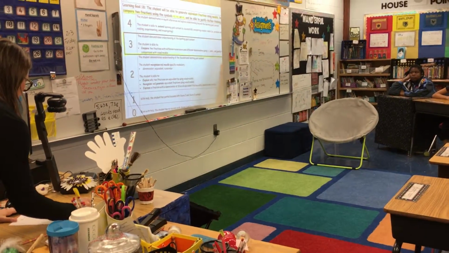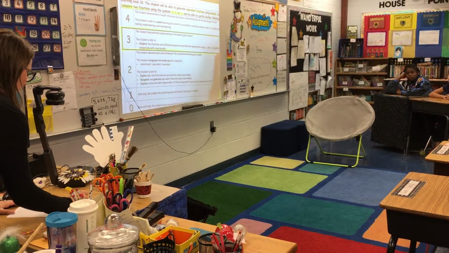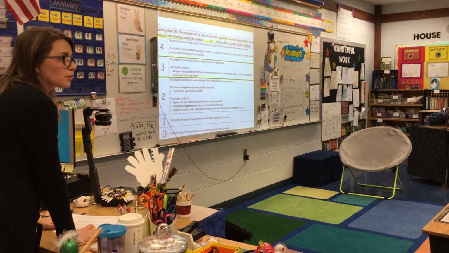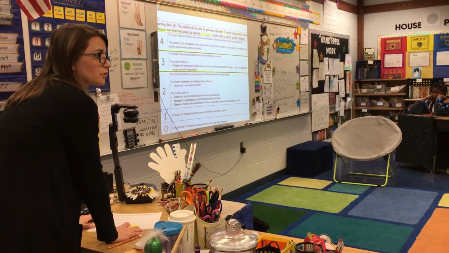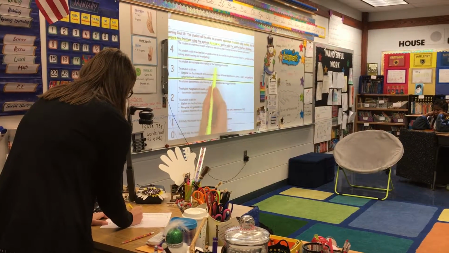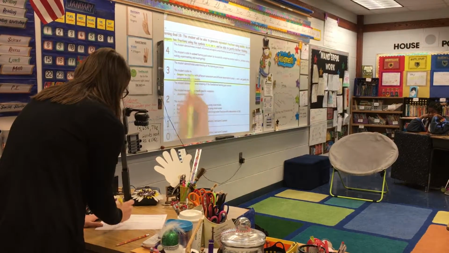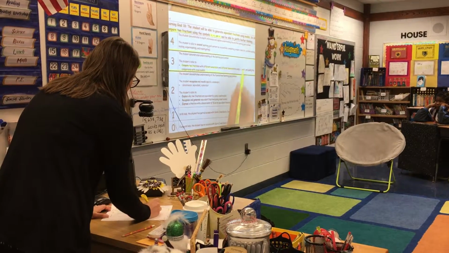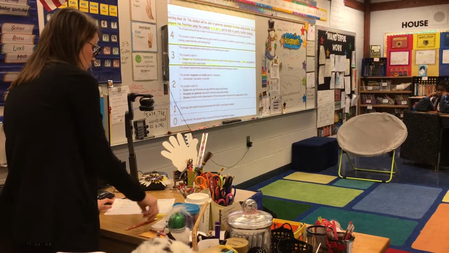So here's what we do for a 3, okay? And we're going to continue this lesson today. Yesterday we started comparing fractions on the number line, fractions greater than 1, starting with mixed numbers. So for a 3, you are able to compare the two fractions with different numerators and different denominators, using greater than, less than, or equal to.